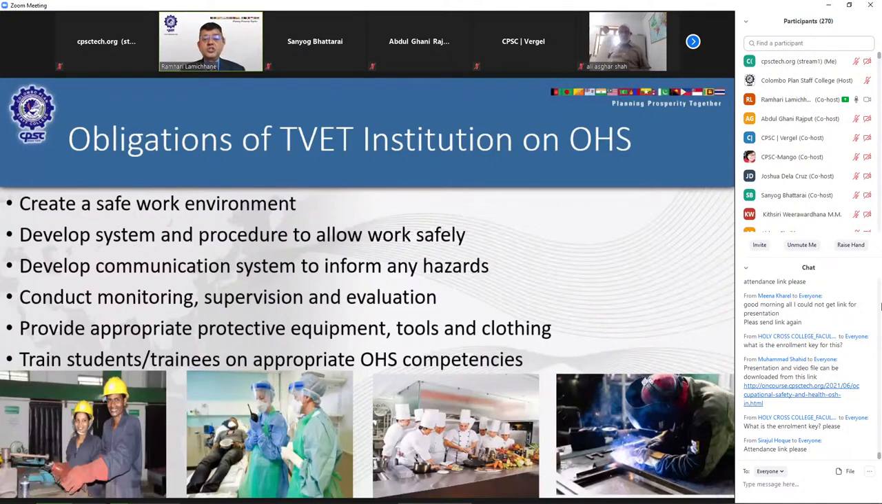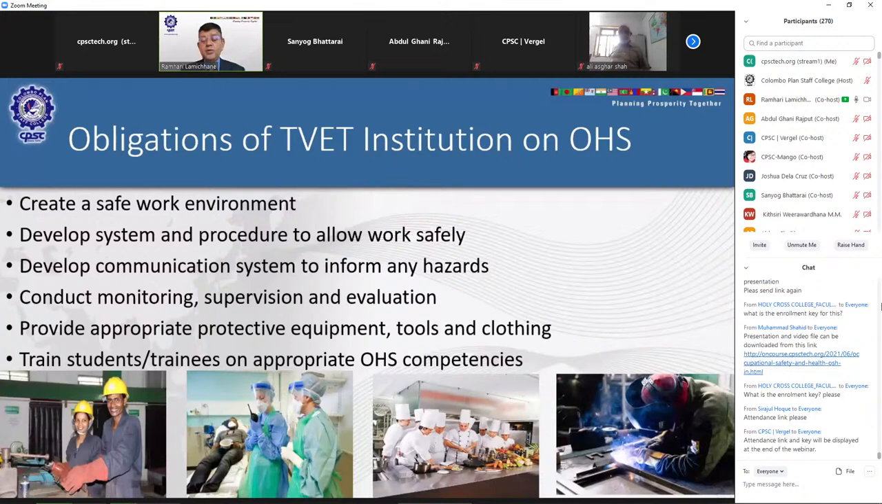Develop systems and procedures to allow work to be done safely. So we have to develop systems and procedures for every activity, for example, welding. Welding is one activity and one procedure.